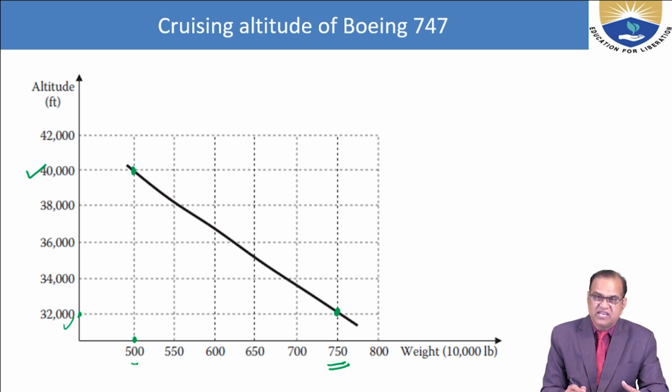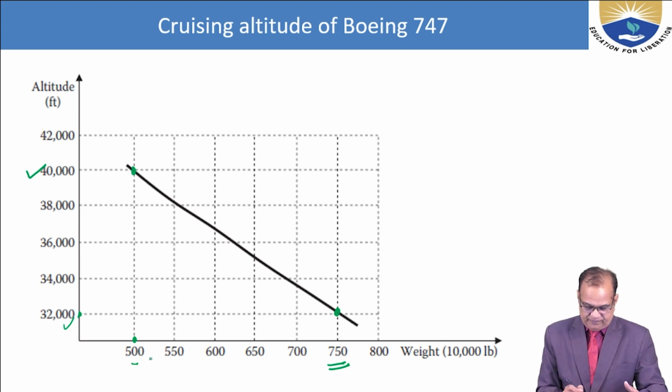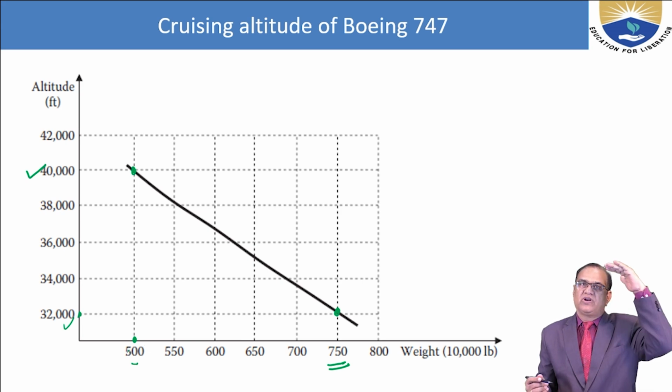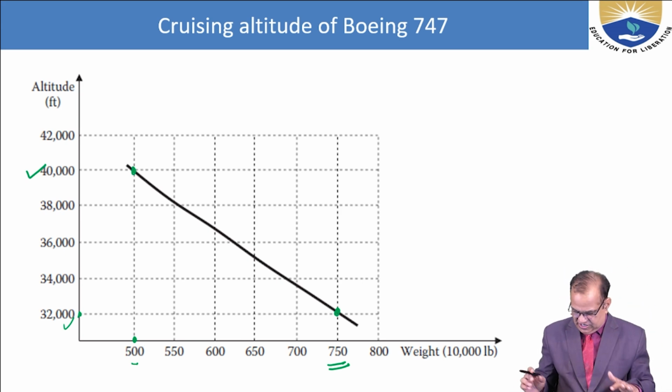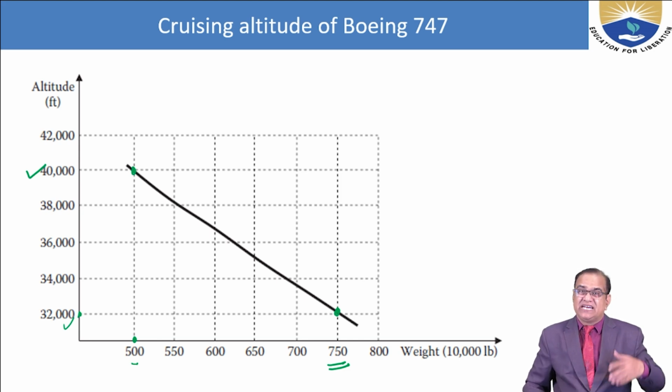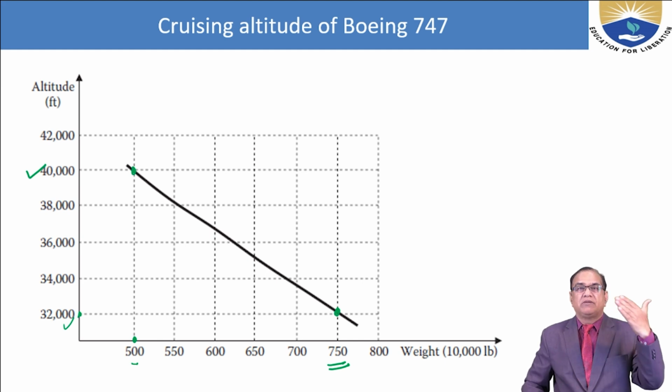40,000 feet you can fly if you have 500,000 pounds. As your weight is increasing, your altitude will decrease. So this we have to take care of. During flight, the pilot is calculating all these values: how many passengers are there, what is the amount of fuel. Then only it is selecting the required altitude where it will achieve maximum CL by CD, maximum range and endurance. The flight will be economical and fuel cost will be reduced.